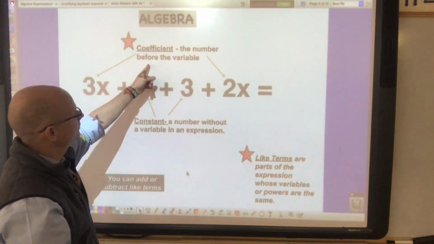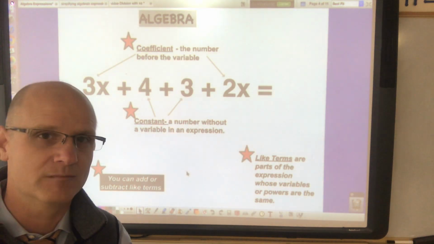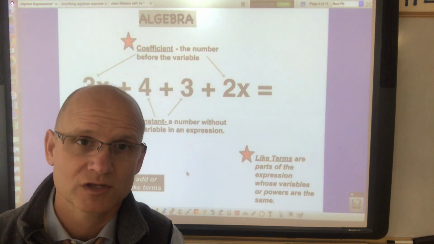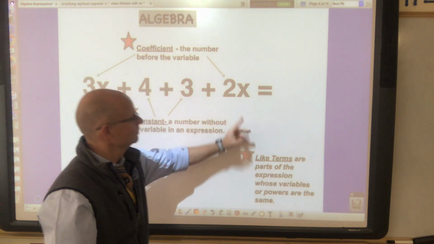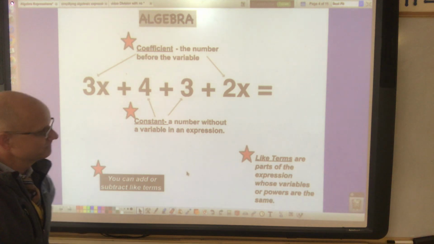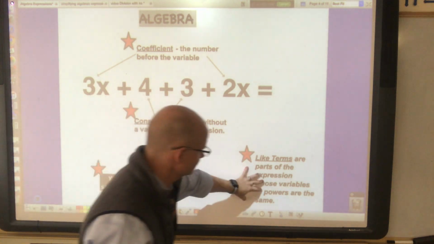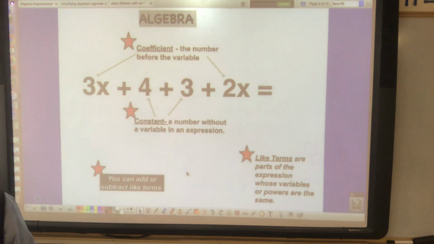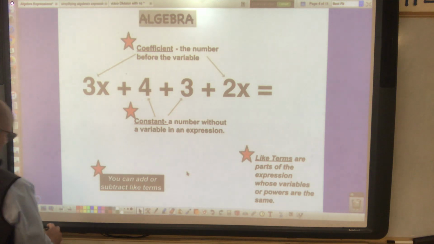But this is a number without a variable. And then another big word here is called coefficient. Well, what's a coefficient? A coefficient is just a number before the variable. So what is the coefficient in this term? 2. What's the coefficient in this term? 3. In another video tutorial, we're going to really discuss like terms and how you can combine those. But please make sure you have this information written down. Press pause if needed.